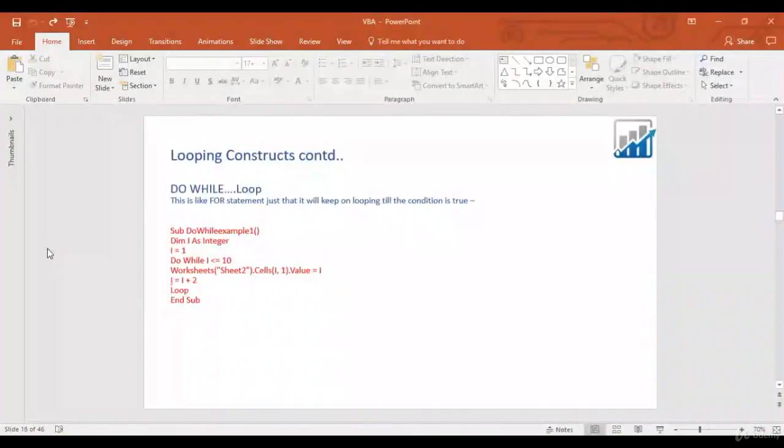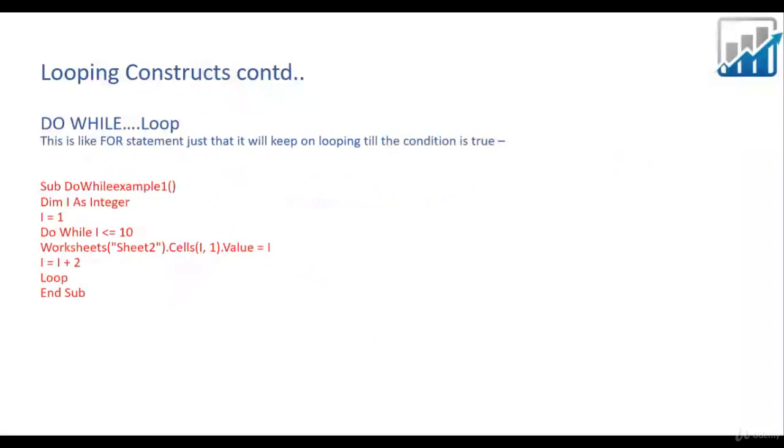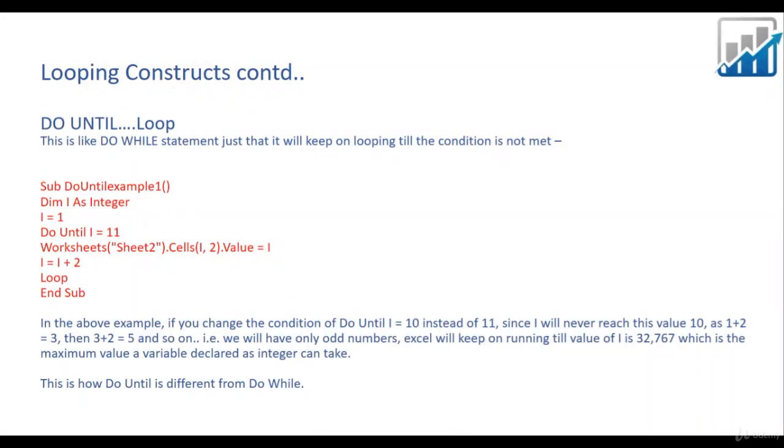Let's go back to our deck. Do until loop. Now this is like the do while statement, just that it will keep on looping till the condition is met. So if you remember, in do while we had do while I is less than or equal to 10. Over here it will keep on looping till I attains the value of 11.